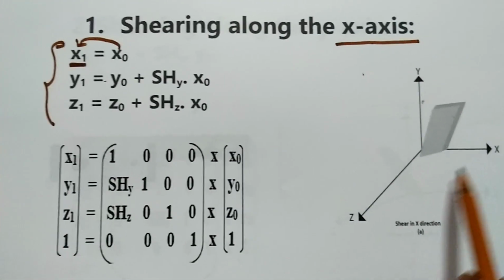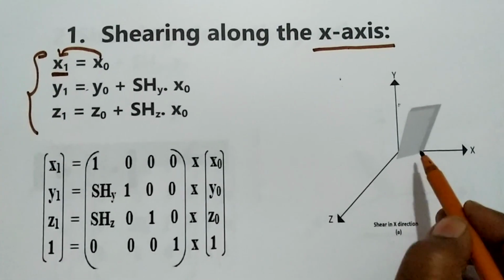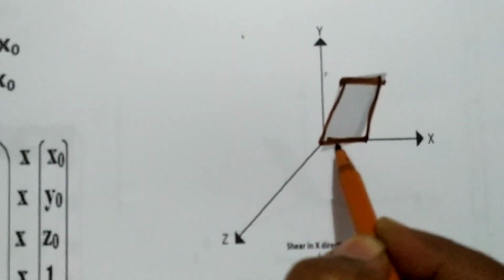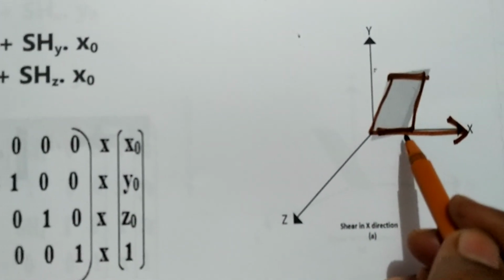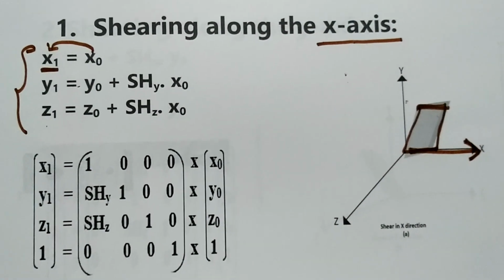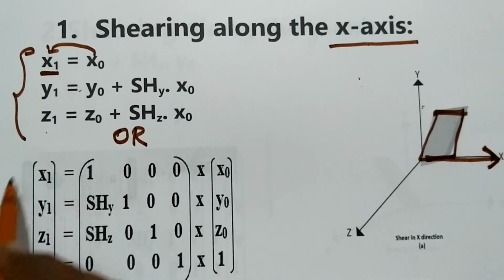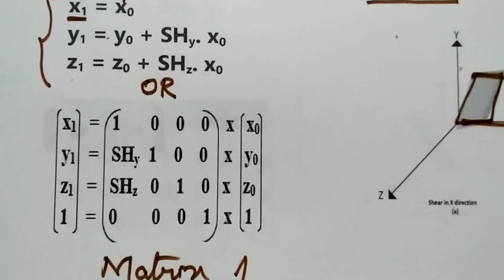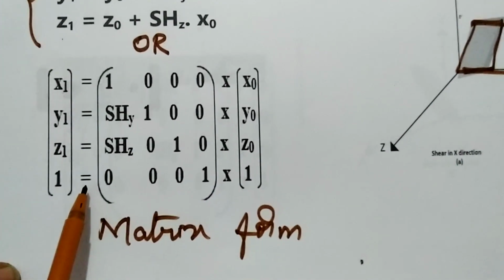Okay, we'll look at this simple example. In this example, what is happening? The object has sheared. See, the object has become slanted, right? So this object has sheared along what? The x-axis. This kind of technique we can get from the equation x1, y1 and z1. Similarly, you can get a shearing technique by using the matrix form also. This is called what? Matrix form.